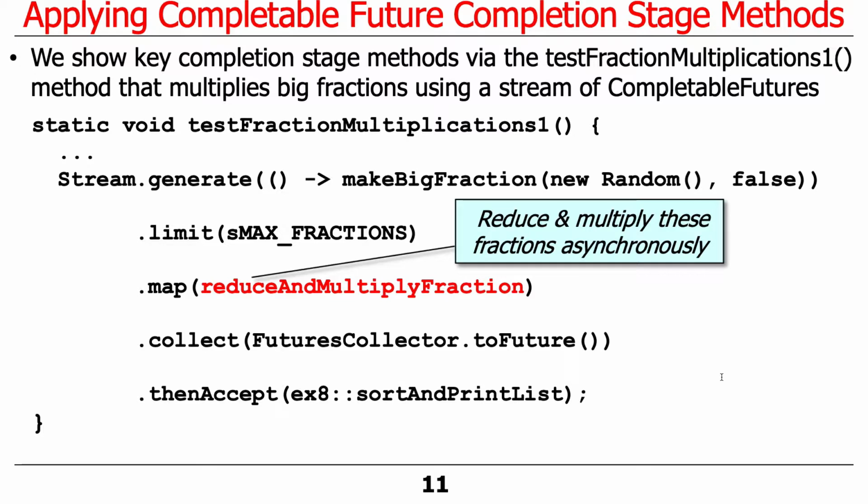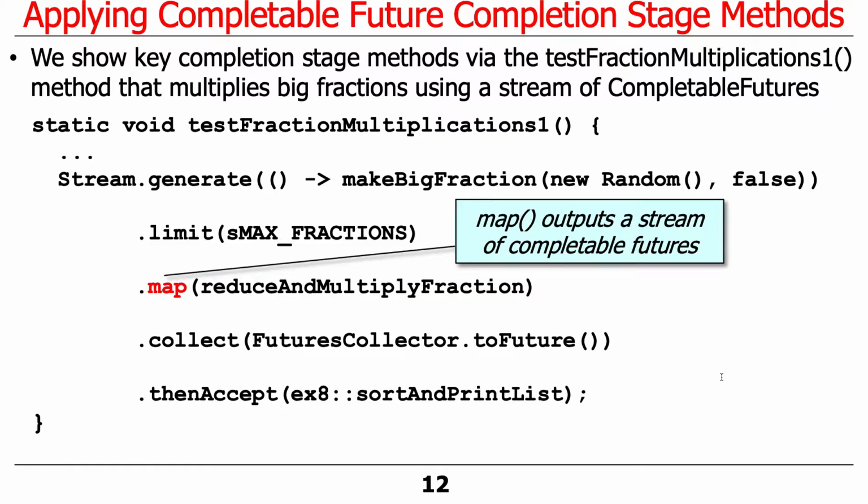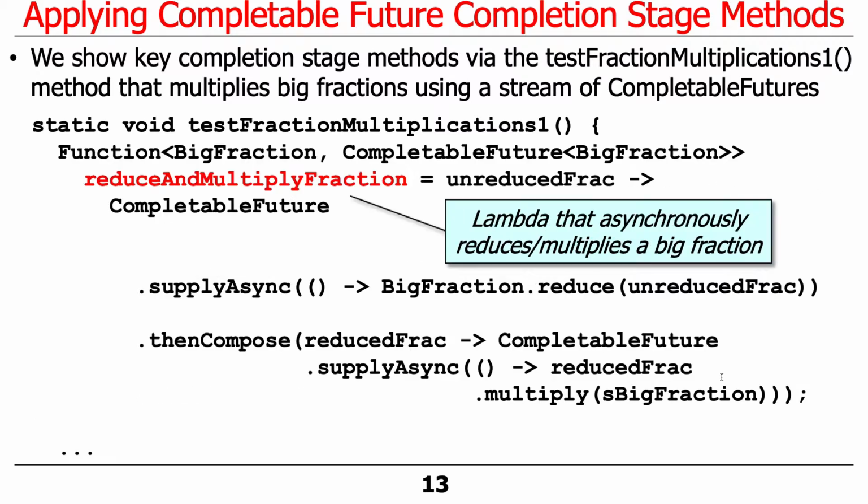We're then going to take that stream of big fractions and we're going to reduce and multiply them. As you'll see in a second, that's all going to take place in parallel, which is pretty darn cool. And we're going to use the map method. So what map is going to return here will be a stream of completable futures to these reduce and multiplication operations that are all running in parallel.